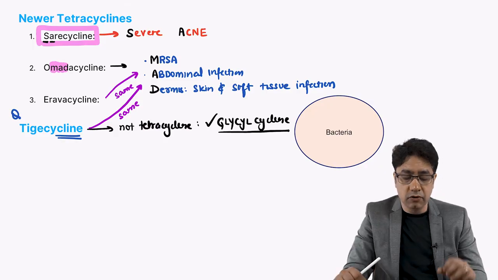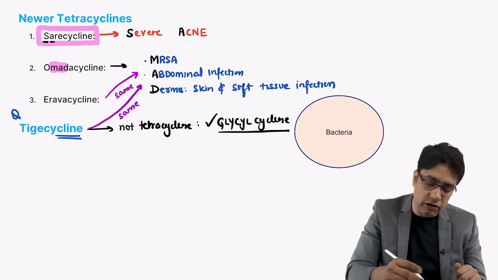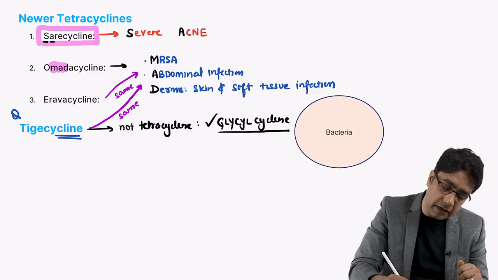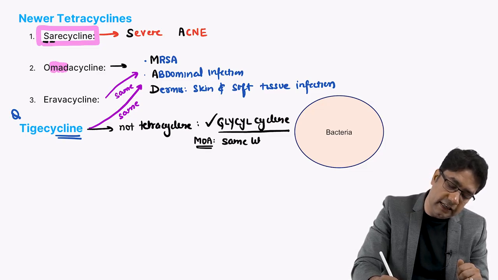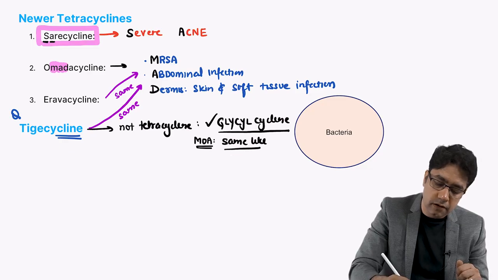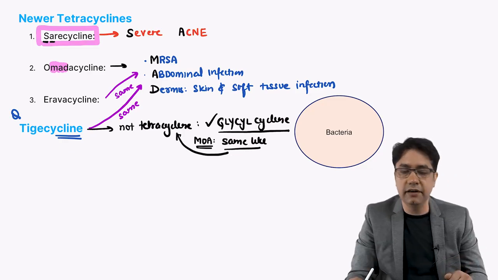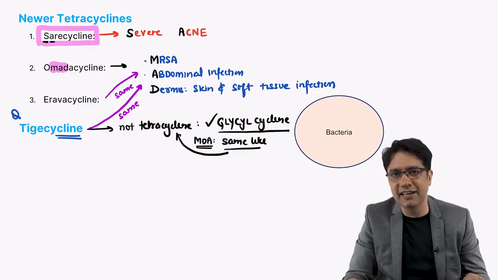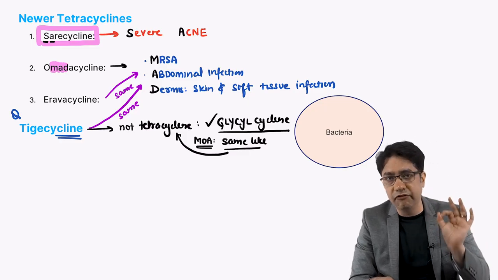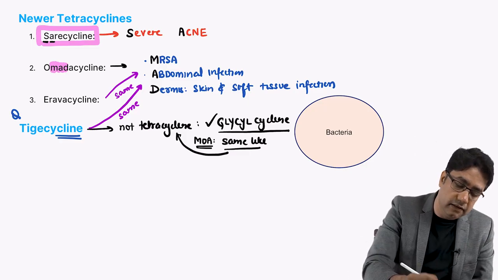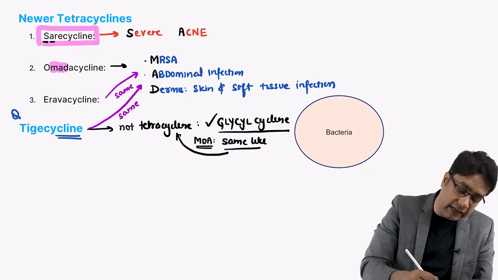Now, what was the mechanism of action of tigecycline? Its mechanism of action was the same as tetracycline. It was also attaching to the 30S subunit, and it was also inhibiting the attachment of tRNA on the A site. So let's talk about three very important points with tigecycline. We will write 3R.